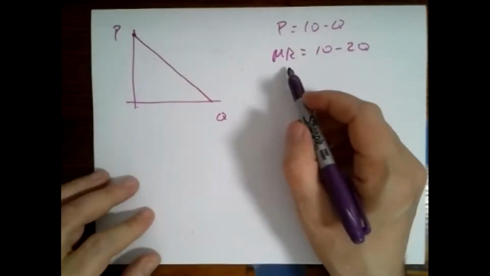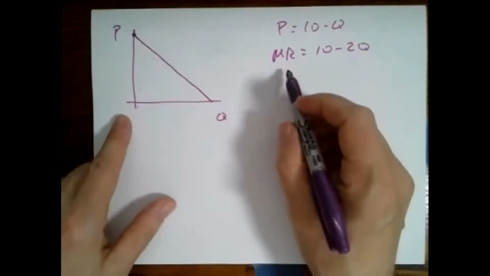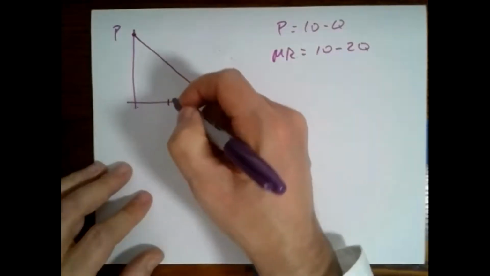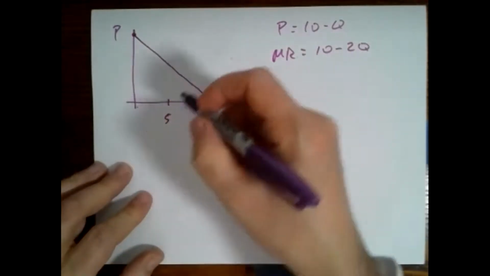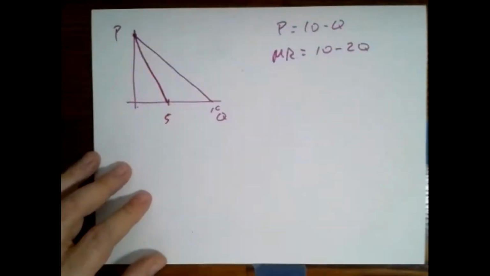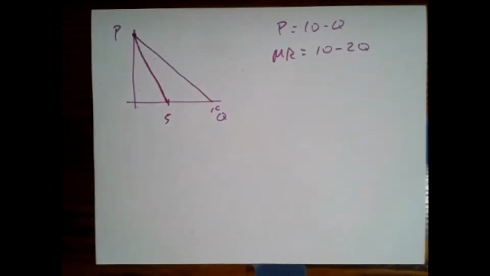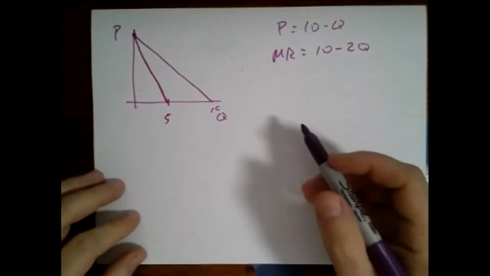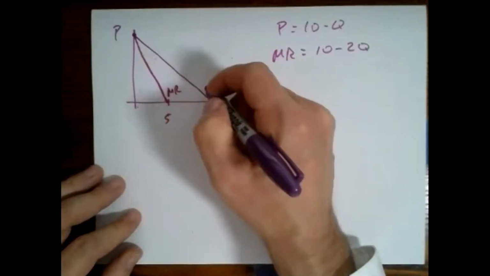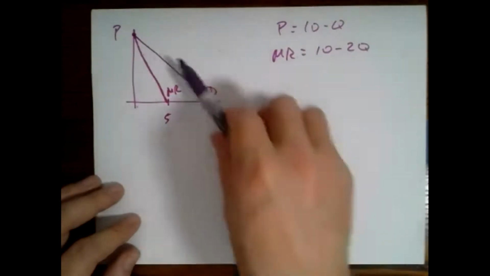And when marginal revenue is 0, right, so we're trying to find the x-intercept. So when marginal revenue is 0, what we said was Q is going to equal 5. So we have the marginal revenue now, we can graph as a straight line going down. So this is our marginal revenue curve. And this is our demand curve.